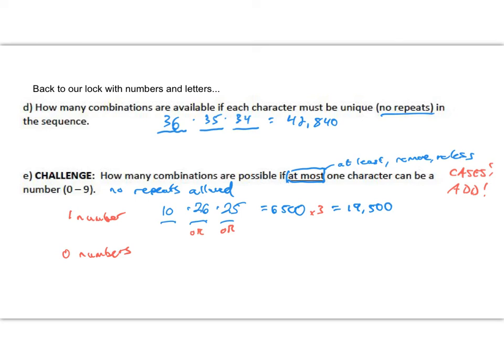Okay, now let's think about the case where there are 0 numbers. Well, that's 26, 25, and 24, and when I multiply all of those out, that is 15,600, and then I add that to my 19,500, and I have a total of 35,100 combinations that have at most one character being a number. That's still a lot of them, which is good to know.